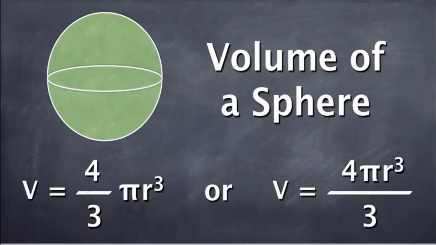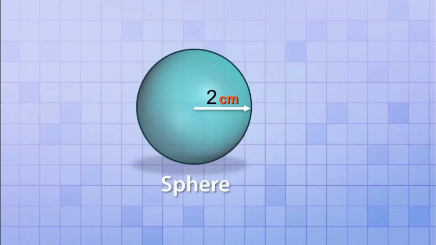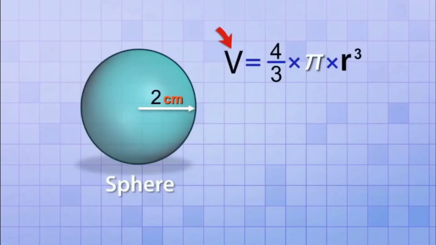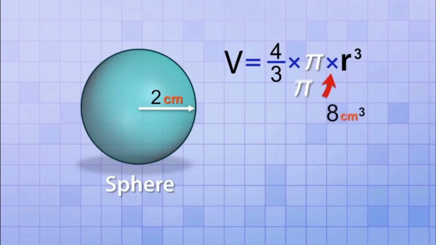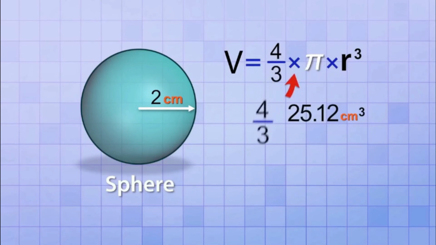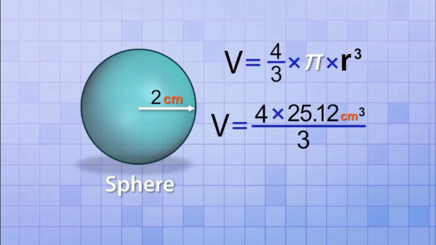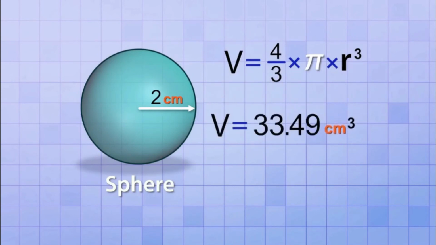Example time. Take a sphere of radius 2 meters. We have the volume formula, which is equal to 4 by 3 pi r cube. r cube means r into r into r. Putting the values for each r, on multiplication we have 8 cubic centimeters for r cube, right? Now putting pi as 3.14, on multiplication we have 25.12. We still need to multiply by 4 and divide by 3. So the volume of the sphere is 4 into 25.13 by 3, that is 33.49 cubic centimeters.